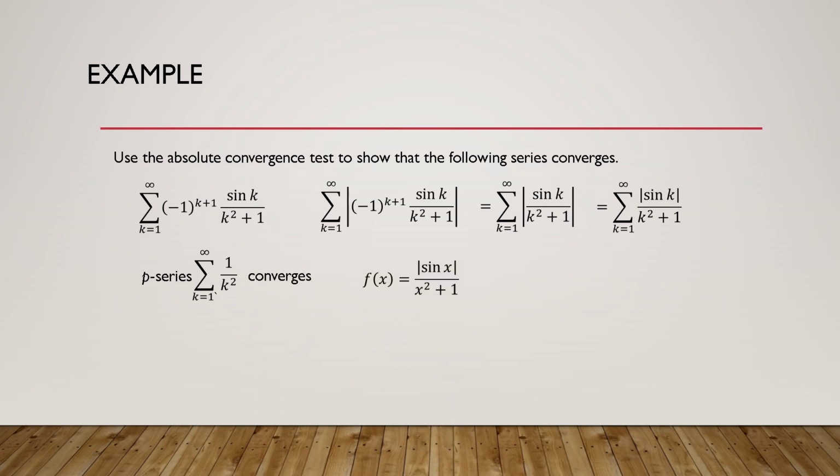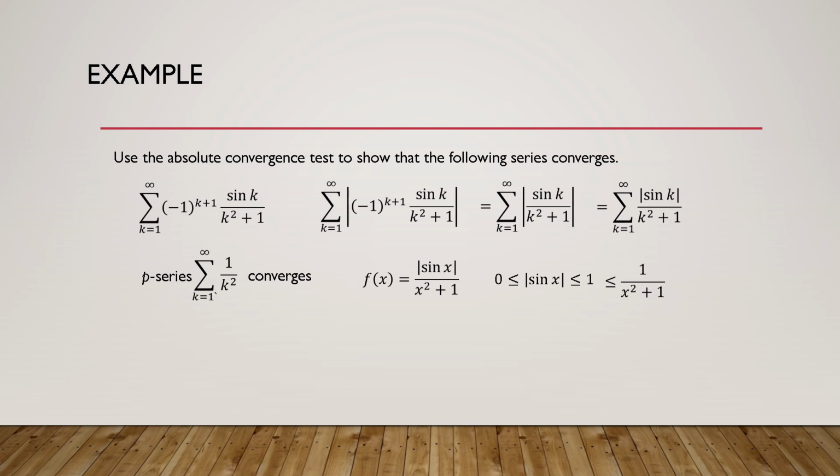Next, we consider the function, the absolute value of sine x over x squared plus 1. Since the function sine x has a range on the interval from negative 1 to 1, the range of the absolute value of sine x will be from 0 to 1, meaning the absolute value of sine x over x squared plus 1 must be less than or equal to 1 over x squared plus 1.